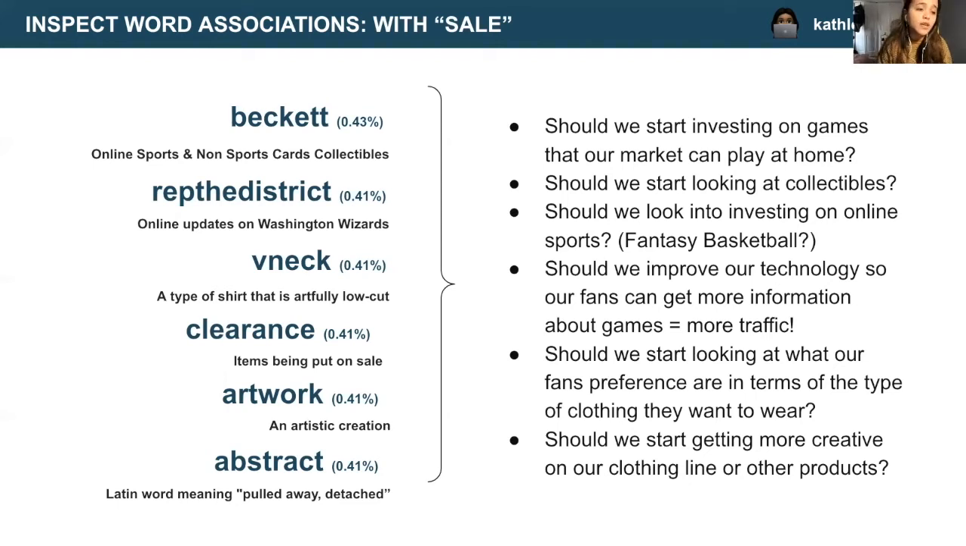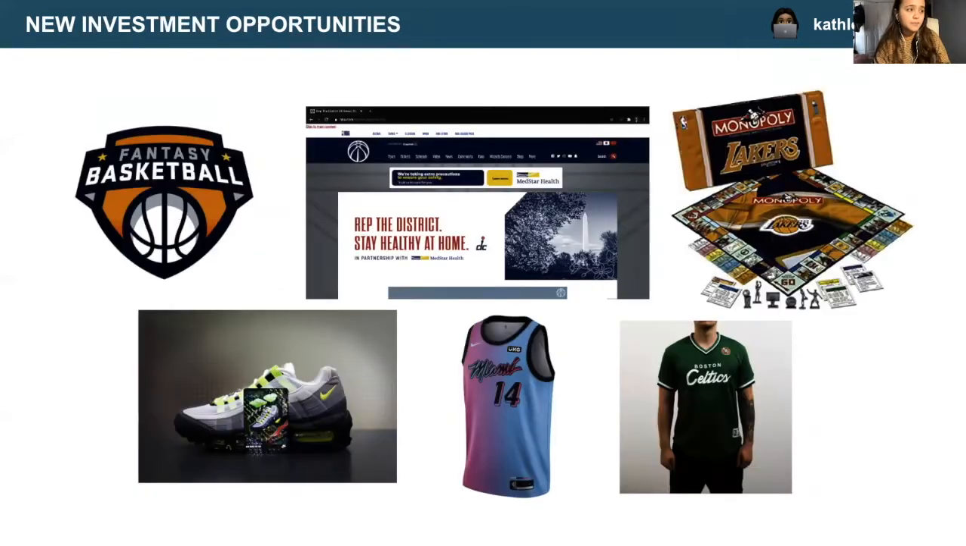Should we start looking at our fans' preferences in terms of the type of clothing they want to wear? Should we also start getting more creative with our clothing line or other product lines? Here are some new investment opportunities that we can explore, like fantasy basketball.